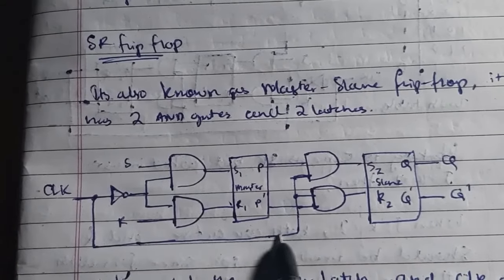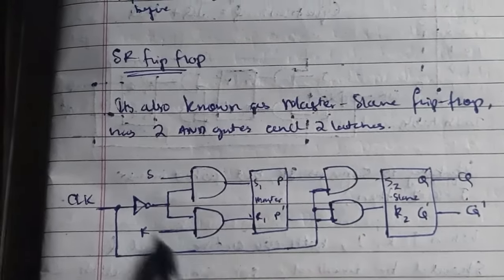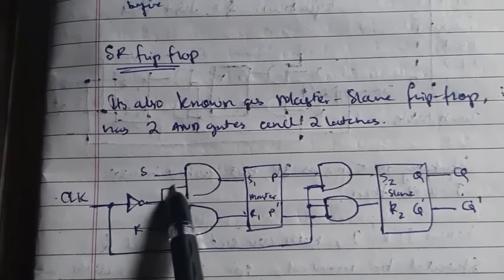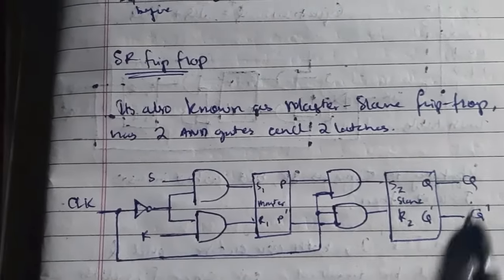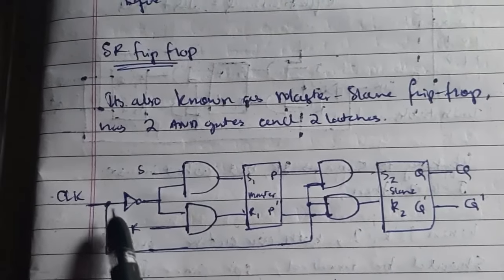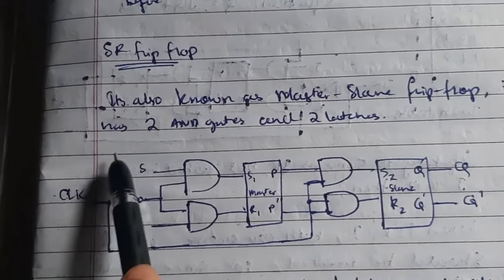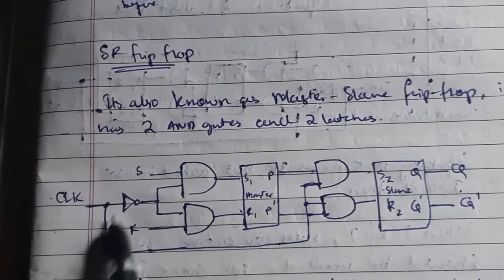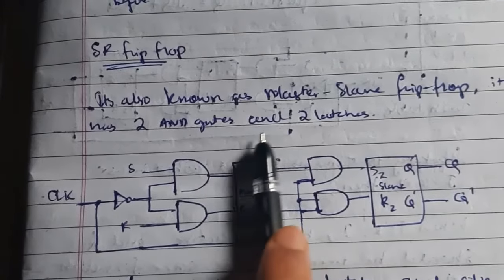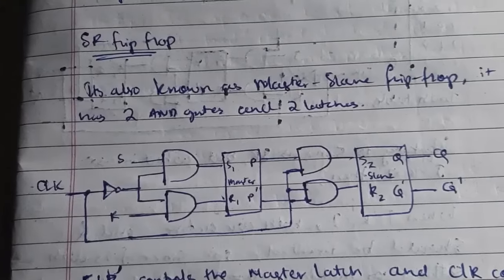When clock is 0, this is connected with this here. This won't work. When clock is 0, only this will be working. And when clock is 1, this will become 0, this won't work, and this will work. So what will happen: the previous change which was being made here, when the clock changes its value from 0 to 1, those changes will be stopped, and whatever changes were here will be copied here, and further no more changes will happen here, and the changes will go on like this. That's the working of the SR flip flop.